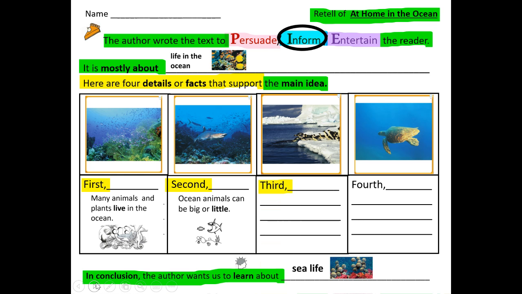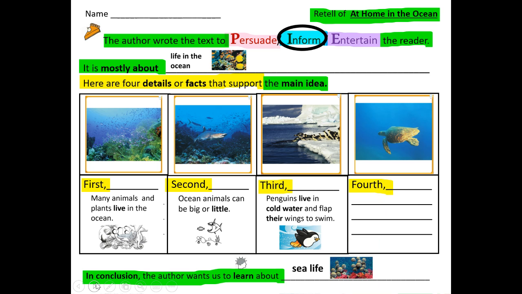Third, what can you tell me about this picture or something similar? Third, the penguins. Well, penguins live in cold water and flap their wings to swim. Penguins don't fly, but they swim in their cold water habitat. So penguins live in cold water and flap their wings to swim.